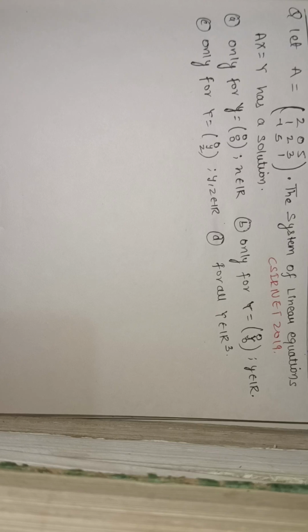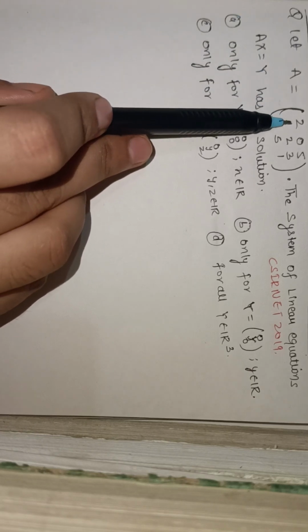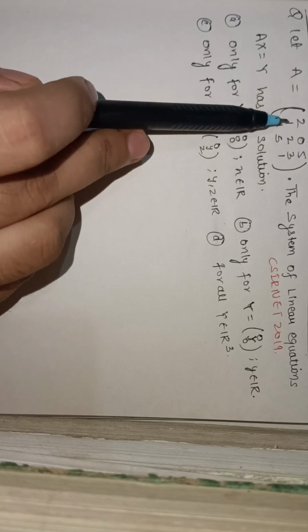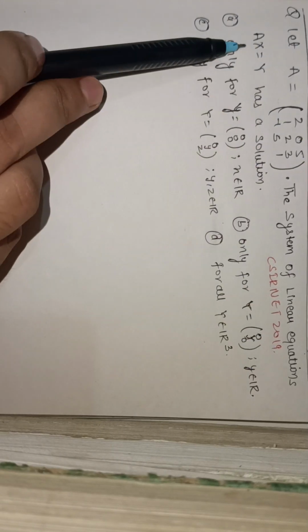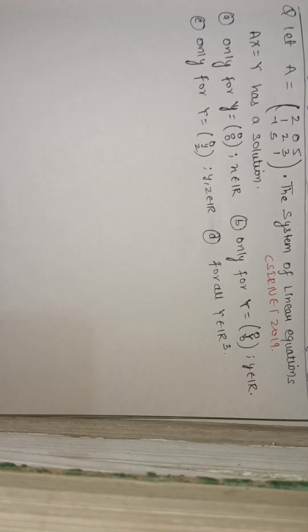In this video lecture, I am going to discuss the next PYQ of Linear Algebra asked in CSIR NET 2019. So our question is, let A be the matrix [2, 0, 5; 1, 2, 3; -1, 5, 1]. The system of linear equations Ax = y has a solution for which value of y?